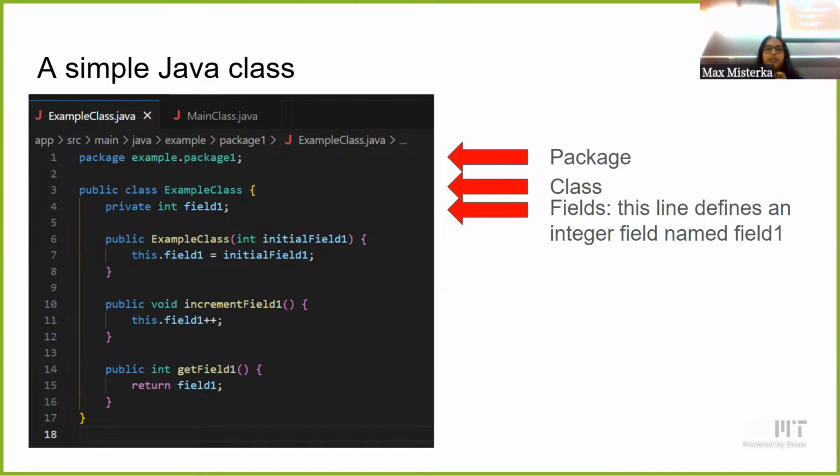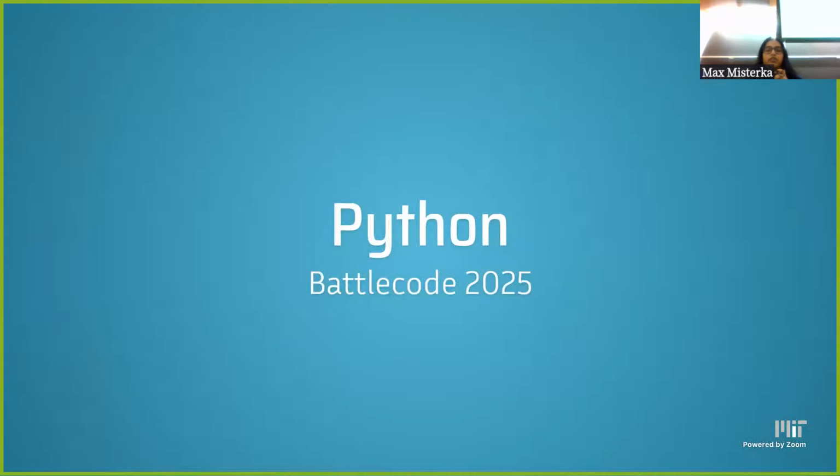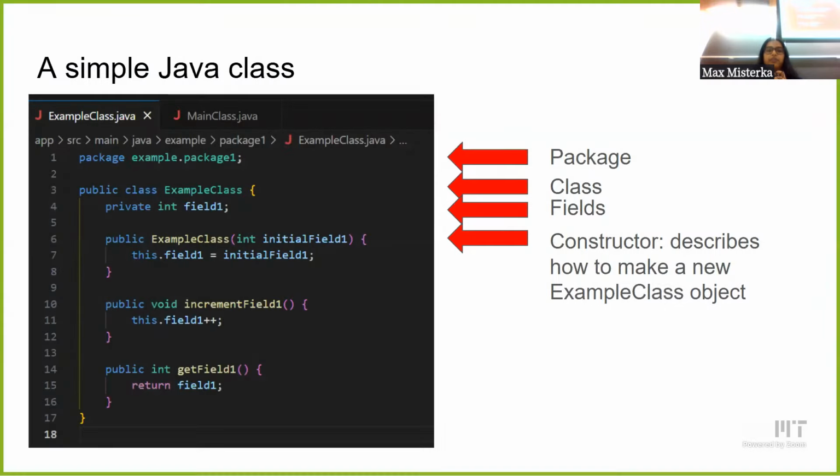Then we have fields. Here on line 4, we have private, so going back to the public, private, the access. So this is set to private. This line defines an integer field named field1. And also we see that it isn't initialized yet. Then we have a constructor, which describes how to make a new ExampleClass object. And so, yeah, that's it for Java.